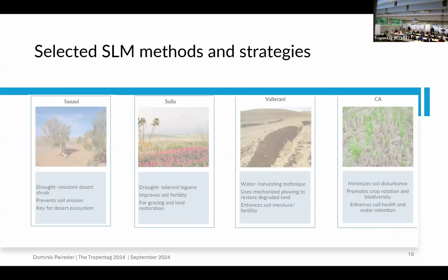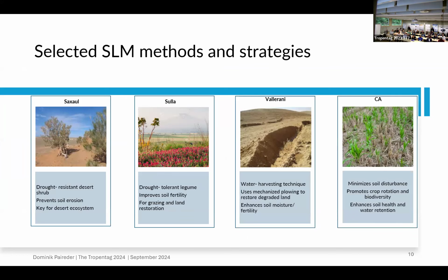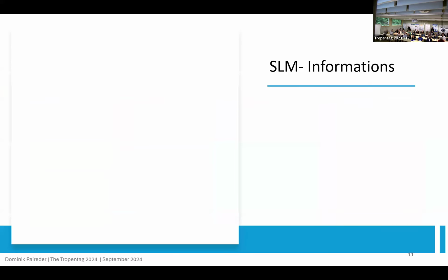The experts selected 4 SLM methods, especially for this paper. First, the Saxaul tree, which is a drought-resistant desert shrub. Then we have Sula, a legume which is also drought-tolerant. I'm not sure if you're familiar with Valarani; it's just micro water harvesting. And for sure we also have conservation agriculture, which is also pretty important in these areas.